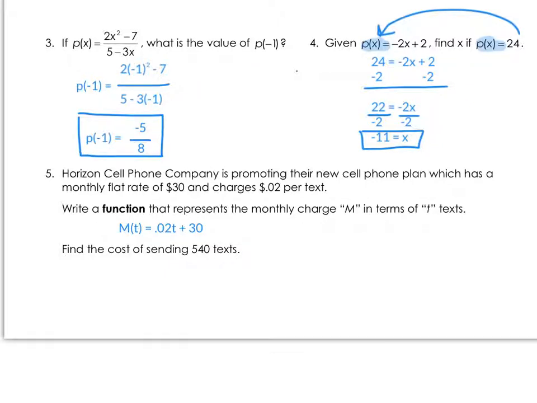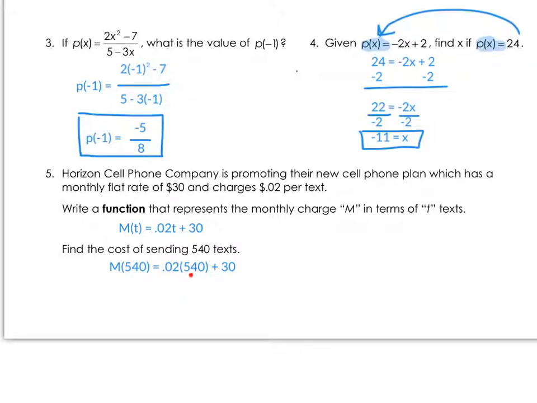Then the next part says find the cost of sending 540 texts. Well, now instead of being t texts, it's 540 texts. So t equals 540. So if I know what t equals, I can just plug it in place of t. So the cost of 540 is 0.02 times 540 plus 30.